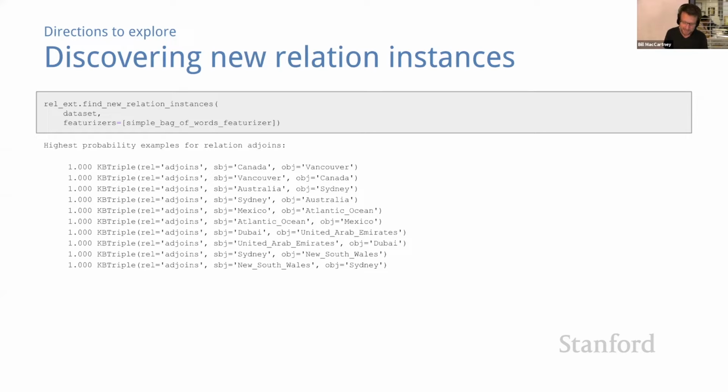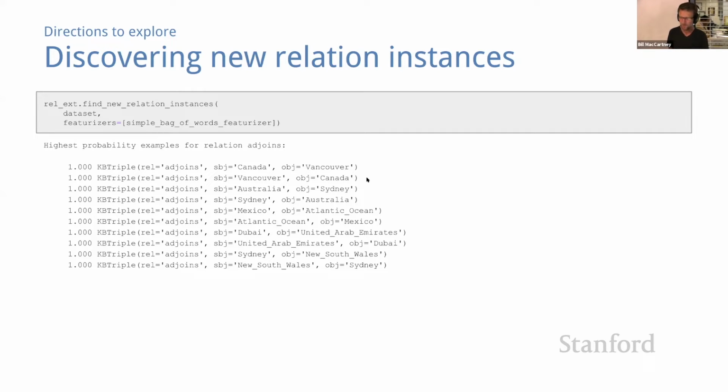You could make a case maybe for Mexico and Atlantic Ocean belonging to the adjoins relation, but to be honest, even that one is a stretch. One other thing worth noting, whenever the model predicts that X adjoins Y, it also predicts that Y adjoins X. You might, for a moment, think that this shows that the model has understood that adjoins is a symmetric relation. Unfortunately, no, that's not what's going on.